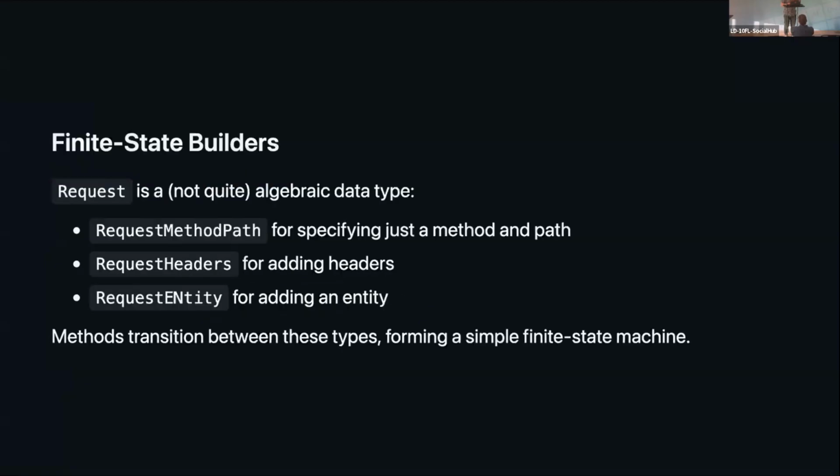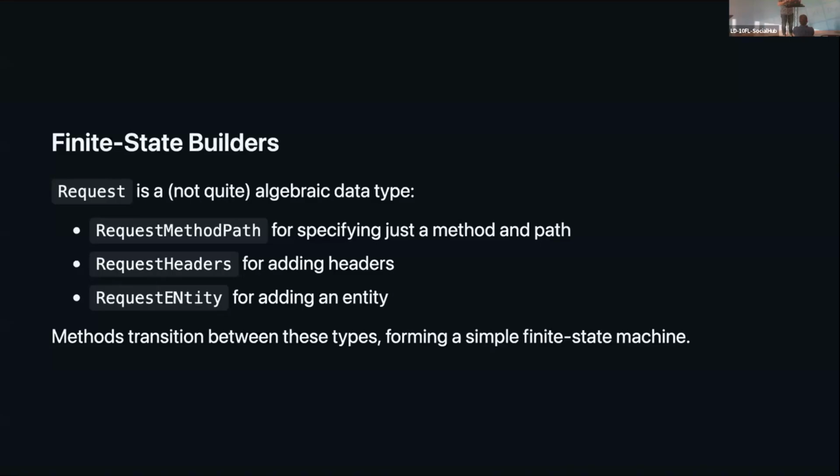Okay, so how do we implement that? So the implementation of request is a not quite algebraic data type. Just a quick check. Does algebraic data type mean things to people? To me? Yeah, okay, cool. All right, good. So by a not quite algebraic data type, what I mean is that these different instances have different methods on them. And when you call some of these methods, they'll transition between the types.